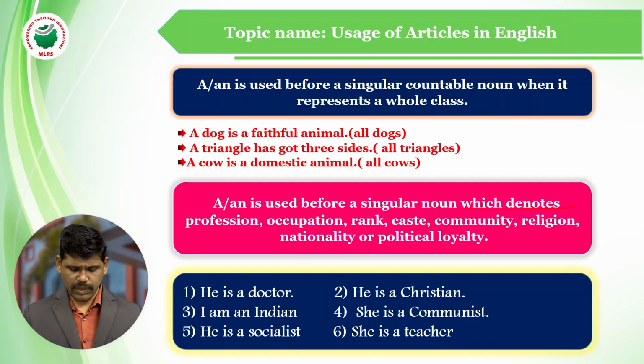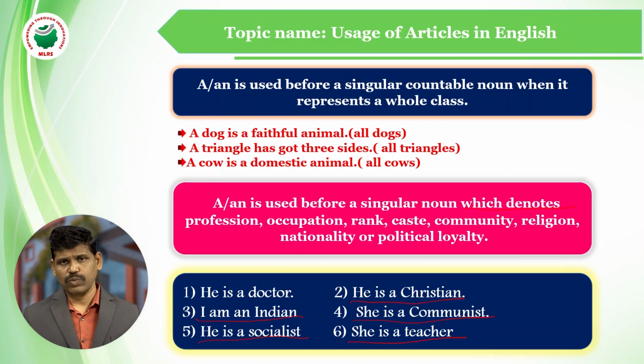I'll give you some examples. Examples are here. He is a doctor. What is he? He is a doctor. He is a Christian. I am an Indian. She is a communist. She is a teacher. He is a socialist. So these are the finest examples.